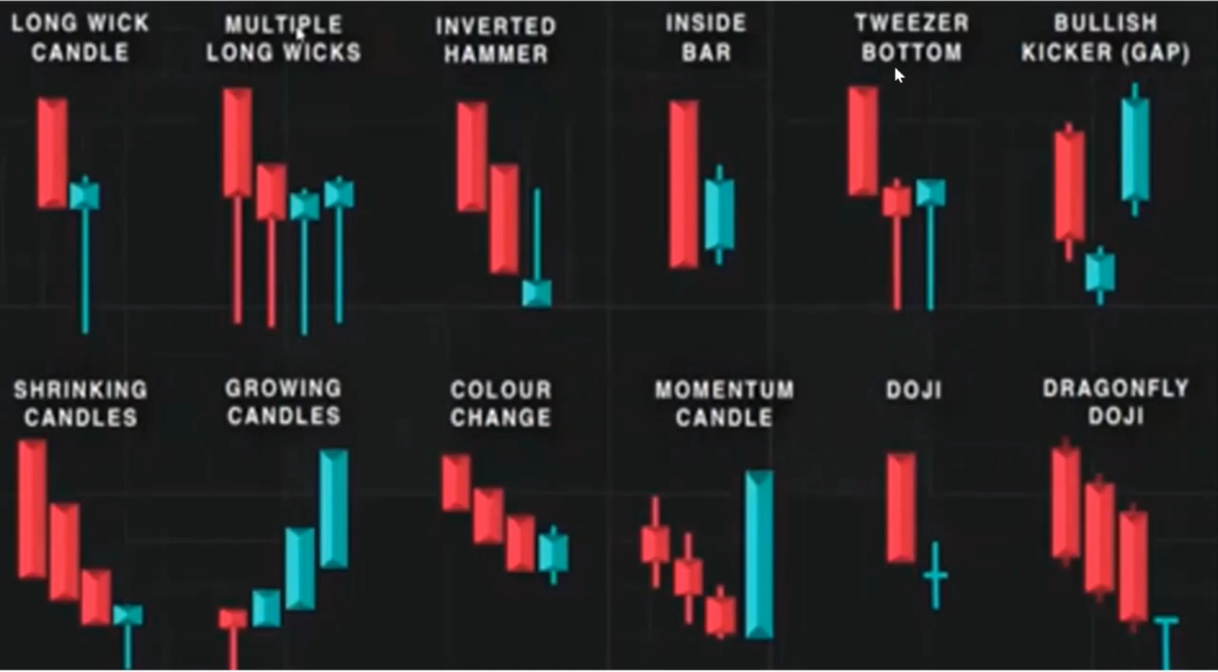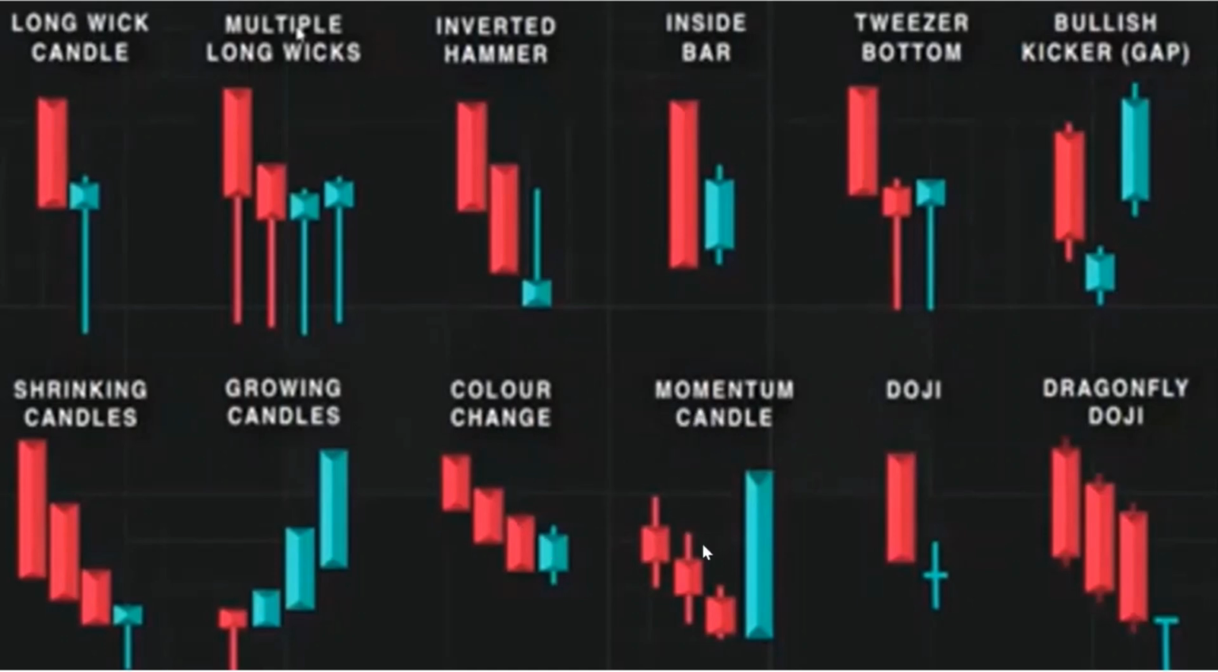We have the tweezer bottom over here. The bullish kicker gap is over here. We have the shrinking candles, which you can see shrinking down to this length. We also have the growing candles. You can see them growing to this length. This is the color change, which you can see appears over here.